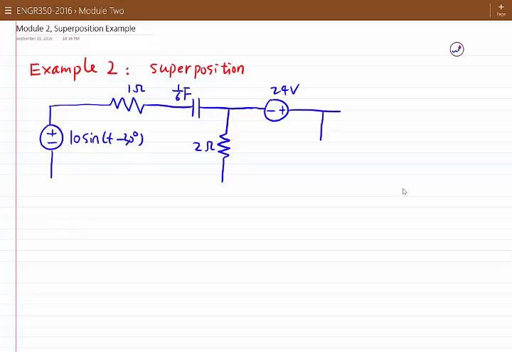So here we have a current source. It is an AC current source, 2 times cosine 3t. So we have a 2 Henry inductor connected to a resistor of 4 ohm.